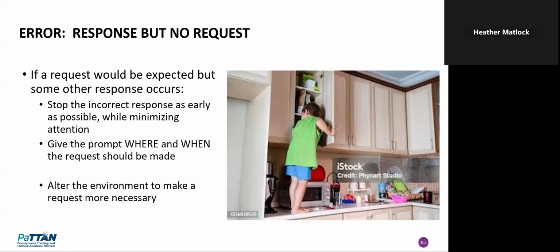So it's not just about teaching your child what request they should make, but when and where they should make that request. If you prompt while they're still doing the incorrect response, so for example, they're still on the counter, then they might learn that climbing on the counter is part of how I get it. Right? Without the pause, even if they were back down on the floor, they might learn that, okay, getting down is what leads me to getting it. So they're going to have to get up in order to get down.